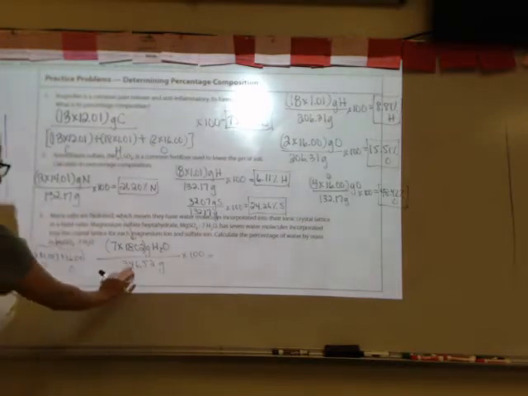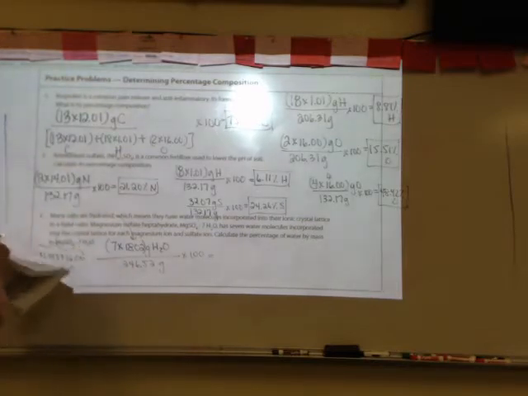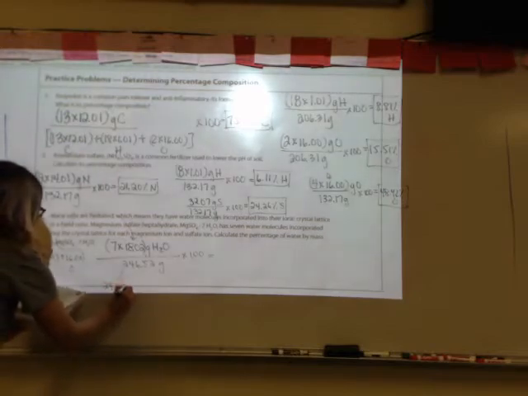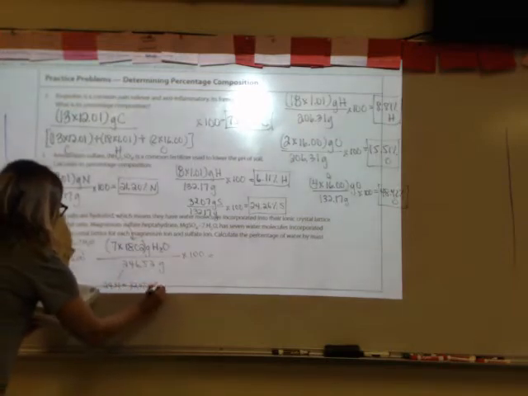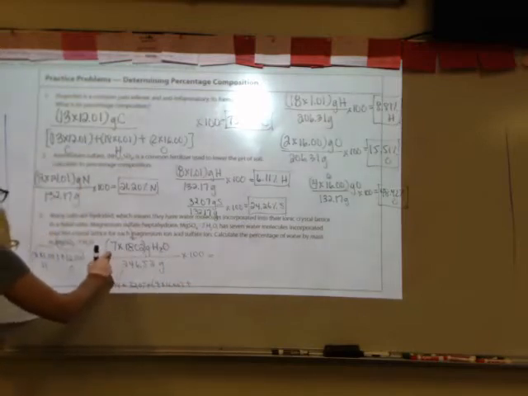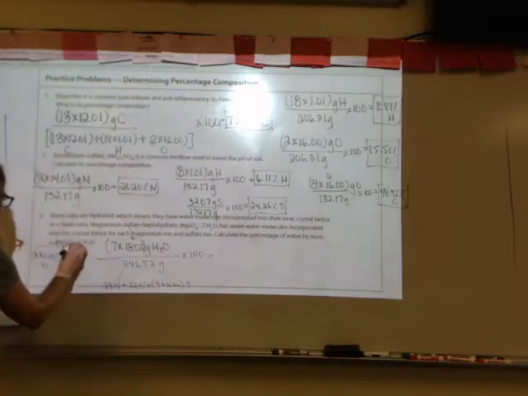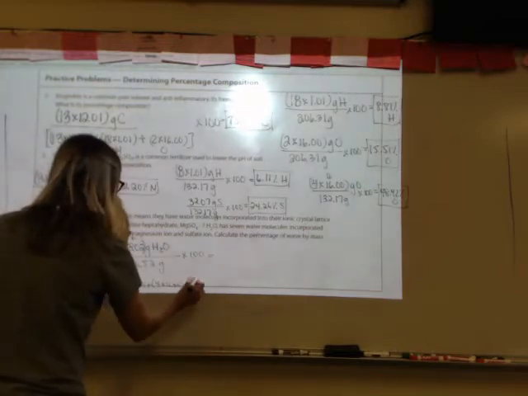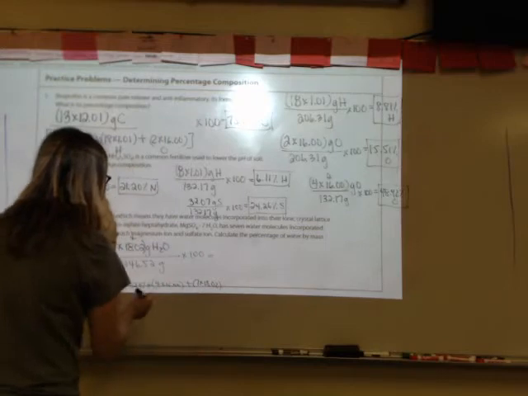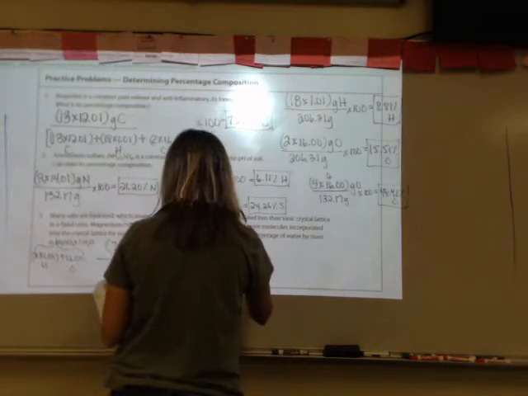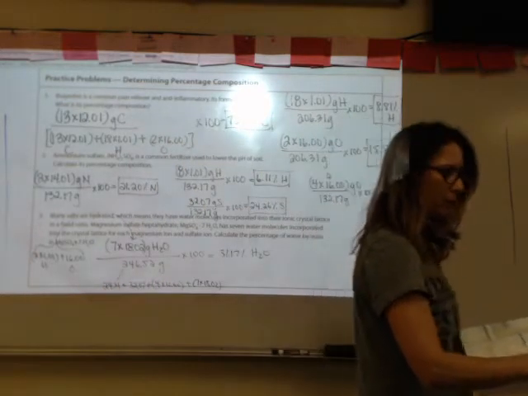Now, I want to make sure that you don't mess up getting the mass of the magnesium sulfate heptahydrate. Magnesium is 24.31. Sulfur is 32.07. You have 4 oxygens at 16, plus your mass of your 7 waters. Make sure you are adding the mass of 7 waters and not multiplying the mass of 7 waters by the mass of magnesium sulfate. So this is plus 7 times 18.02 for your water. This is going to be 51.17% water.